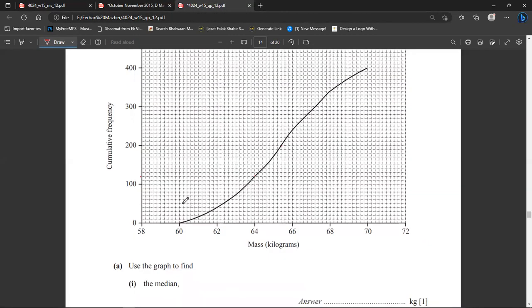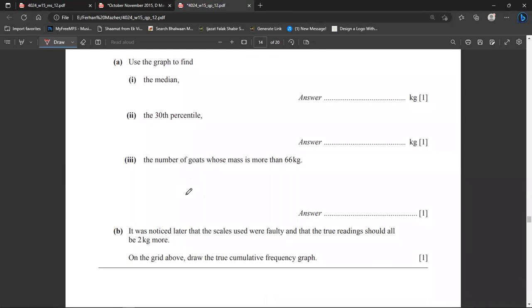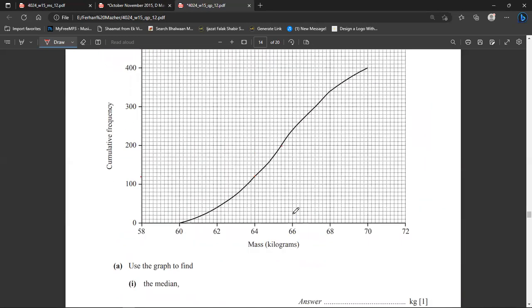Hopefully you understand how I have found the 30th percentile. Then the third part of part A is the number of goats whose mass is more than, this word is very important, more than. This graph is of less than, but he's asking whose mass is more than 66 kg. So from 66, I will go upstairs. So from here, I will go here, I think. I am on the right track.